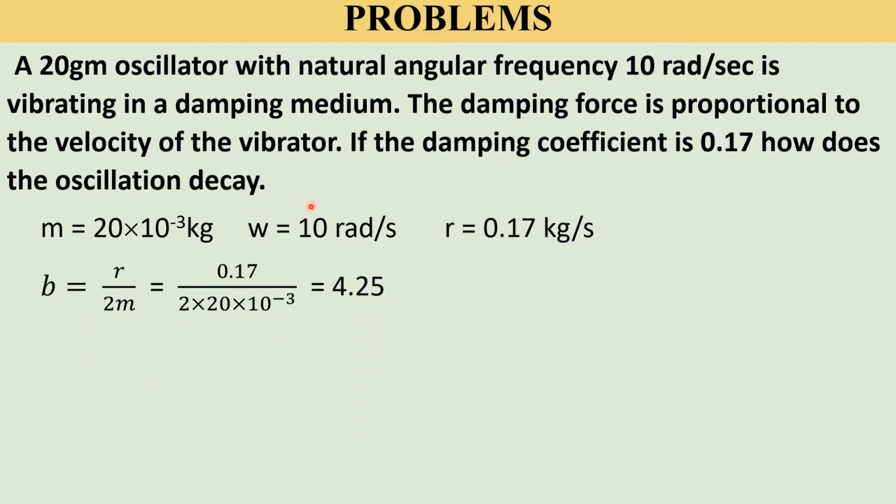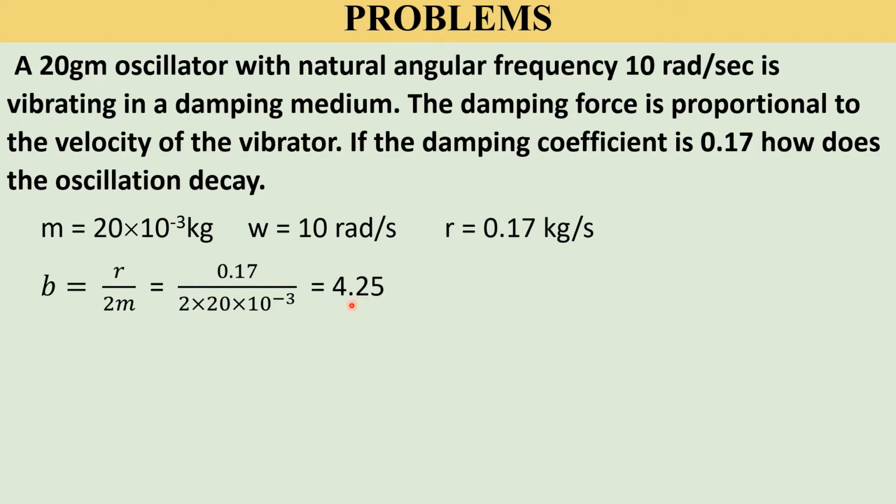So from this we can obtain the expression for B. 2B is equal to R by M, or B is equal to R by 2M. So that is equal to 0.17 divided by 2 into 20 into 10 to the power minus 3. So that is equal to 4.25. So B is equal to 4.25.